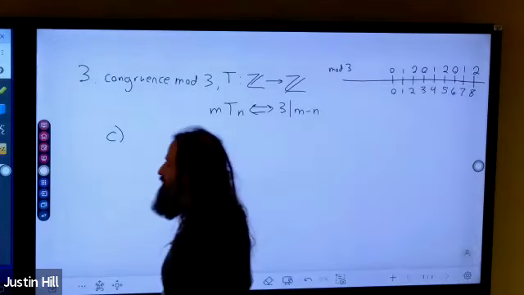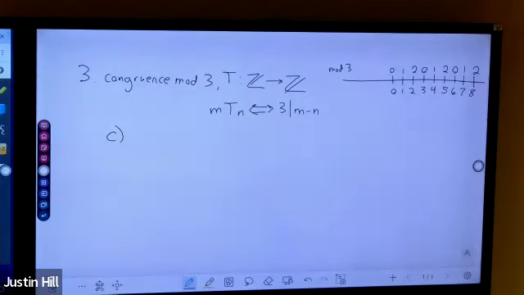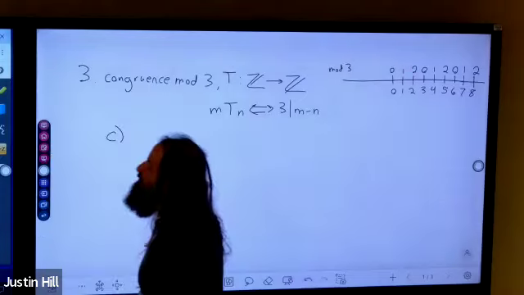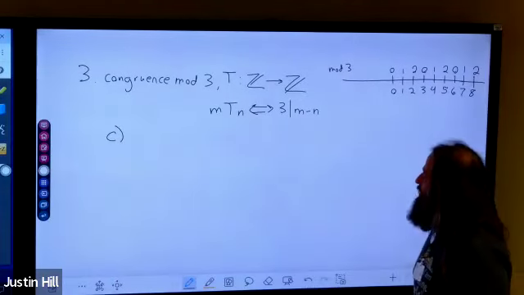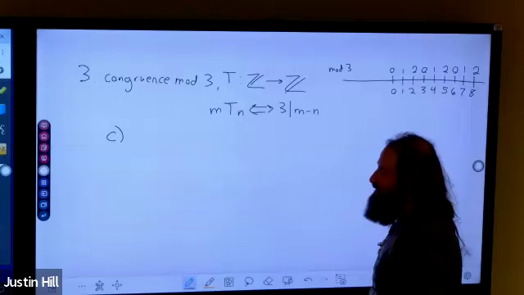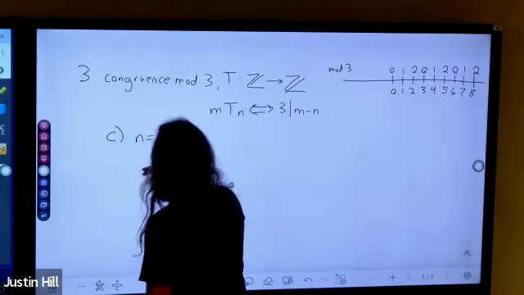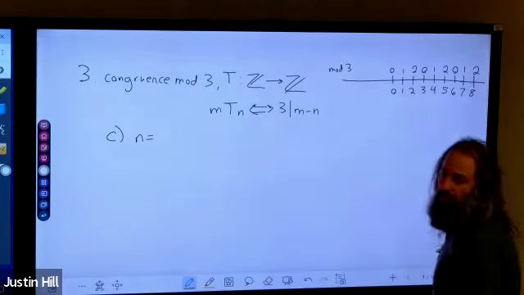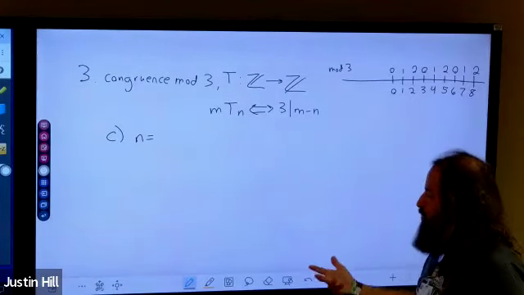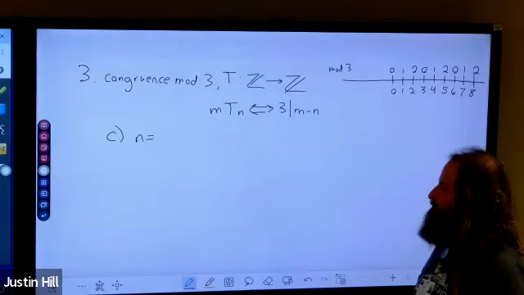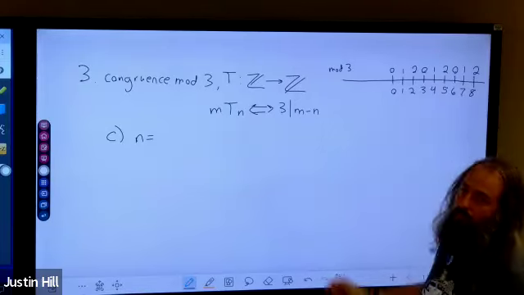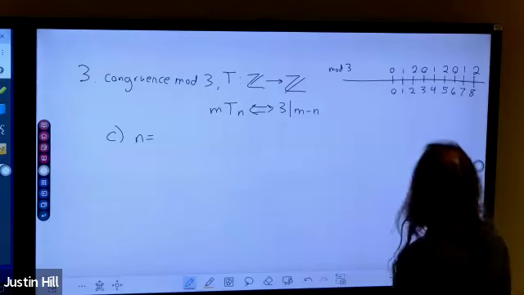So part C here, they want you to list 5 integers n such that n is the same as 1 mod 3, or is related to 1 mod 3. So 5 different numbers that n could be that have the same remainder as 1 does, using t, which is the mod 3 relation. And so what did you guys have?